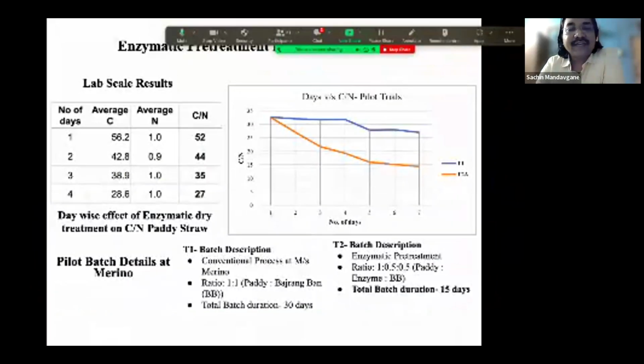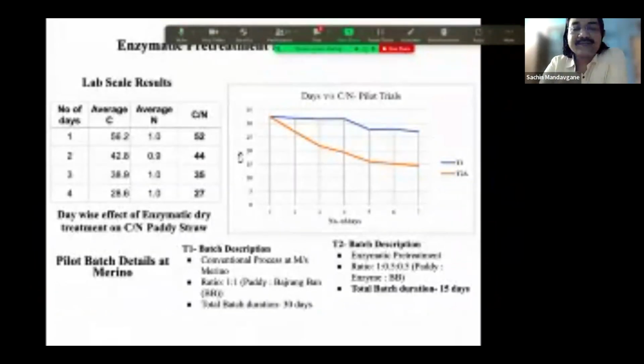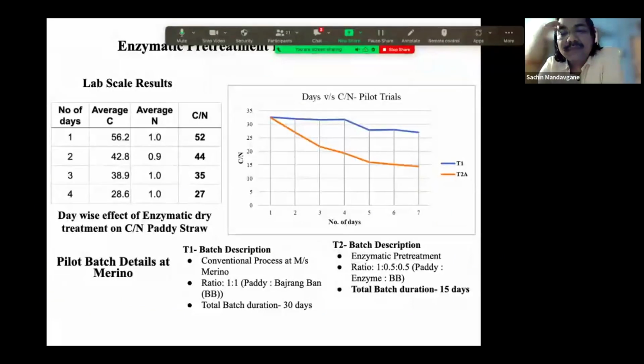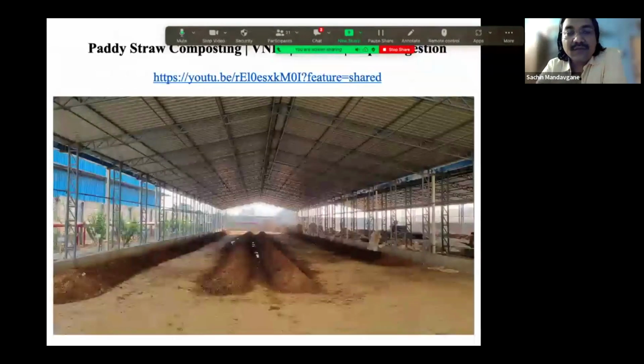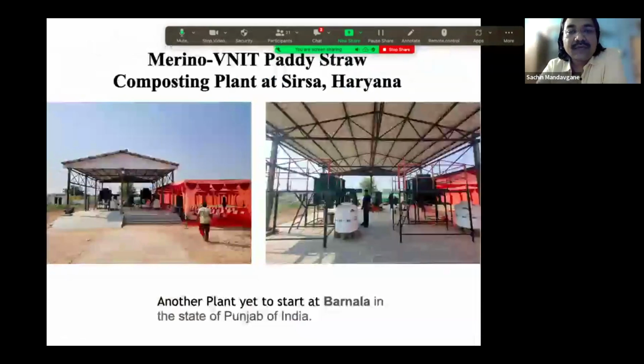This is typically scientific data showing how, with the help of enzyme, T2 is a batch with enzymatic pre-treatment, and the duration for composting is just 15 days. Otherwise, with Bajrang Band, it is 30 days. Even 30 days is relatively less compared to the conventional one. This is what is being done at Merino right now. They are producing 2 tons per day. Based on this, CII Foundation at Sirsa, Haryana installed this plant, and at Barnala also, the installation and commissioning of the plant is underway.